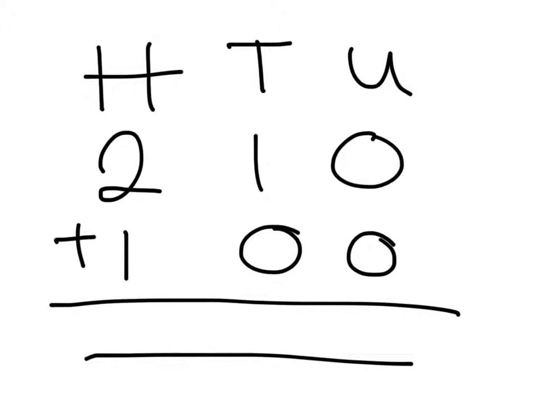Next, in the ones. Next, in the hundreds. One, in the hundreds. Then zero add zero is nothing, so we put zero. One add zero is one. And two add one is three. So the answer is 310.